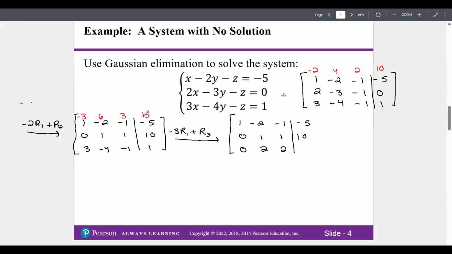15 plus 1, which is going to be 16. I forgot this one should be no solutions. I thought I was looking for multiple solutions for a second.